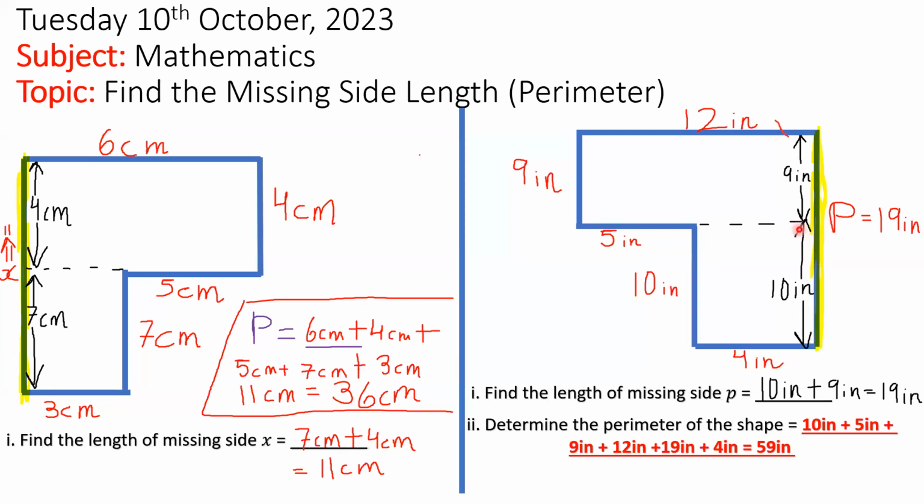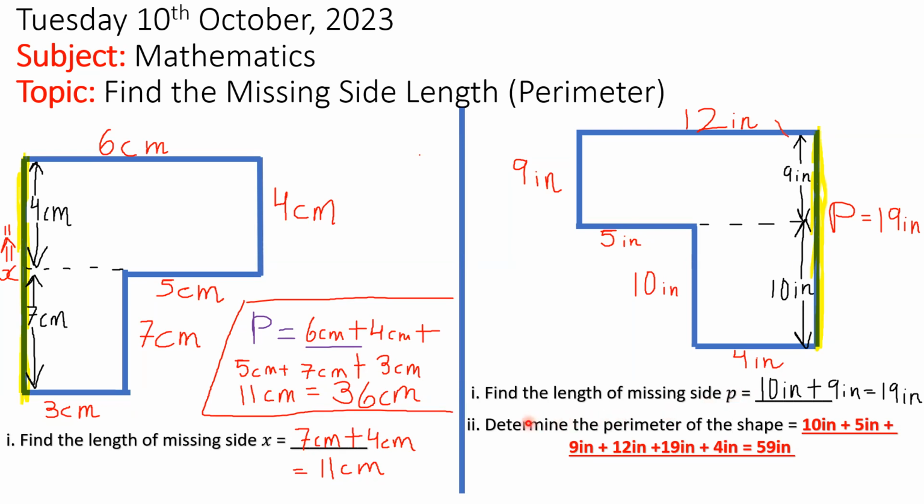10, good. And we know that this side is 9. So if this side is 9, this side must also be what? 9. And when you add 10 plus 9, you get what? 19. So that's the length of side P.